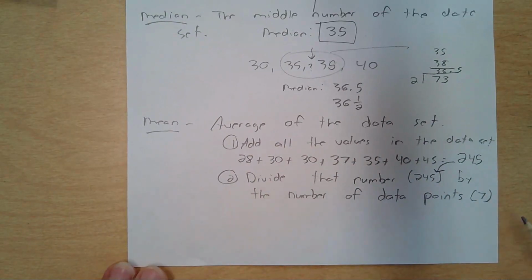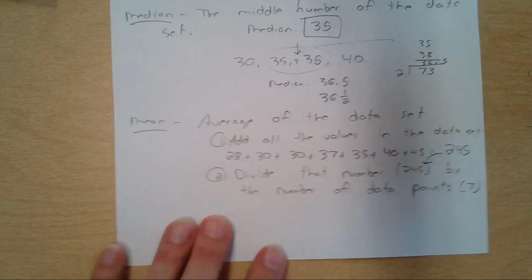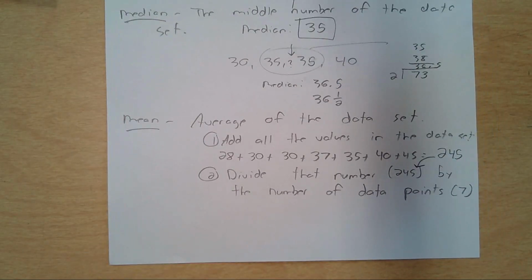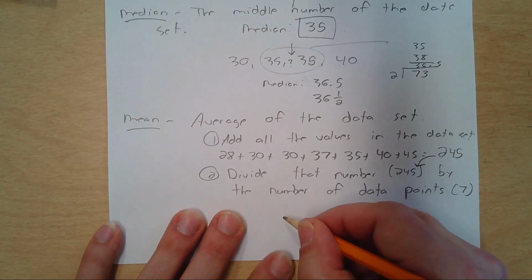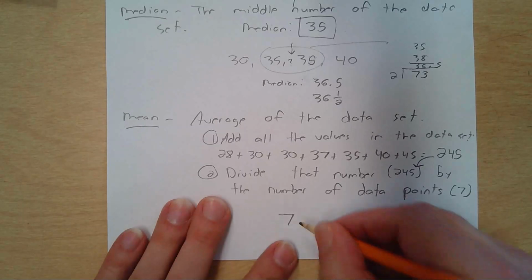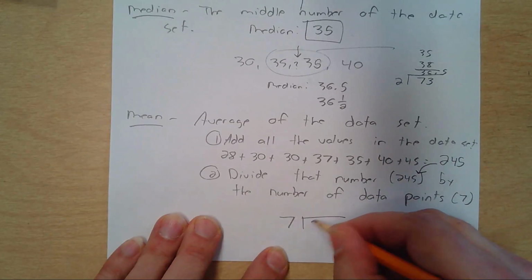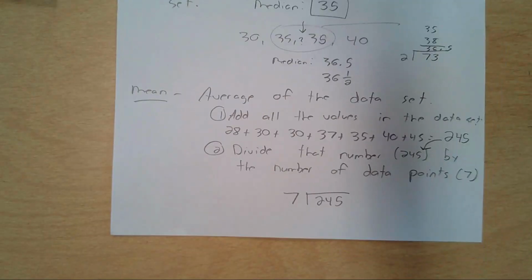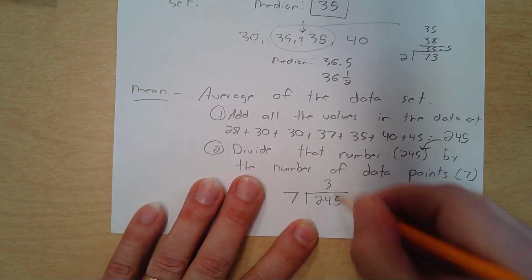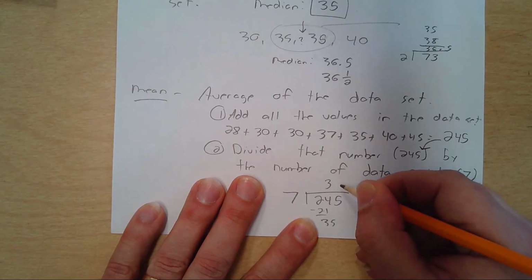I added 7 values. Getting all that down, lots of notes here. Yeah, there's a lot of them. So now I have my 2 pieces of information I need to find the mean. I need to know how many numbers there were, which was 7, and I need to know what they add up to, which was 245. Those are the 2 things I need to find the mean. So you've got to be able to add fluently and then solve a division problem. 245 divided by 7 is 35.